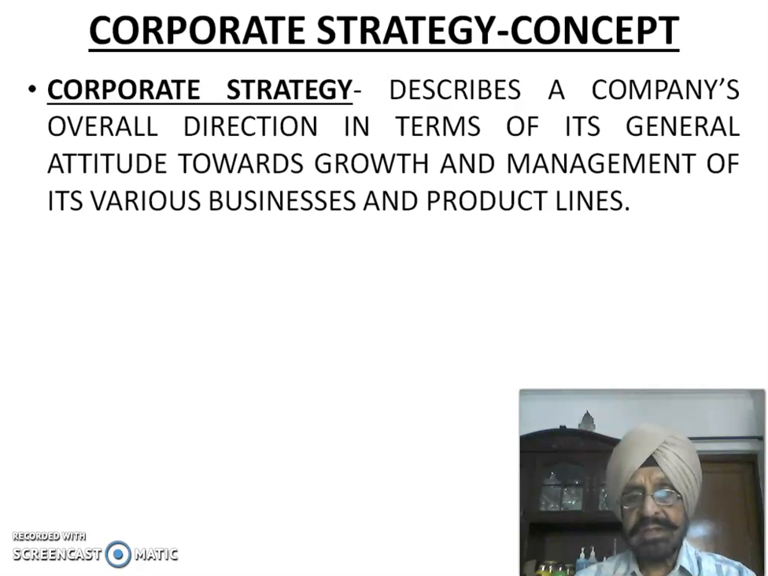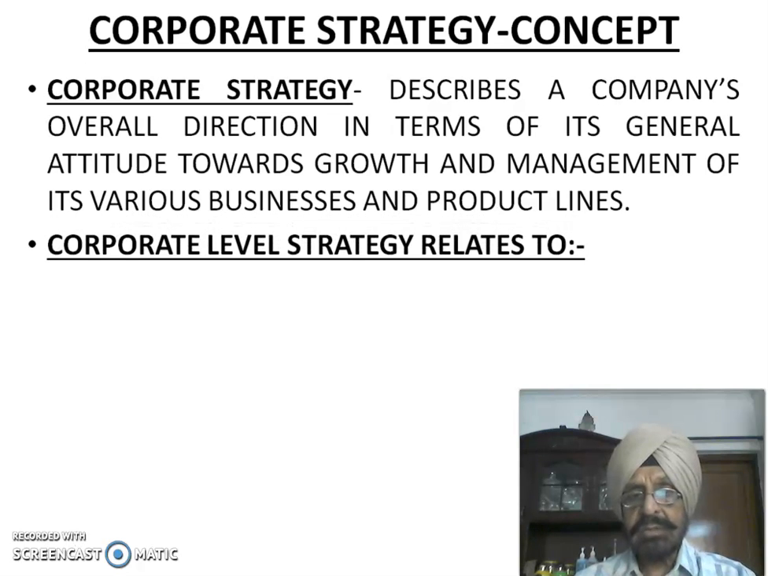So, for example, Tata is a corporate house. It has various businesses in terms of steel, motor cars, Tata Consultancy Services, etc. Those are various businesses. Each business has its functional areas, for example marketing, finance, HR, information technology, etc. And then each of these functional areas has the operational personnel who are working for it. So corporate strategy talks about the overall direction in terms of the general attitude toward growth and management of the businesses and the product lines, whatever products they make, and also the associated equipment along with that.